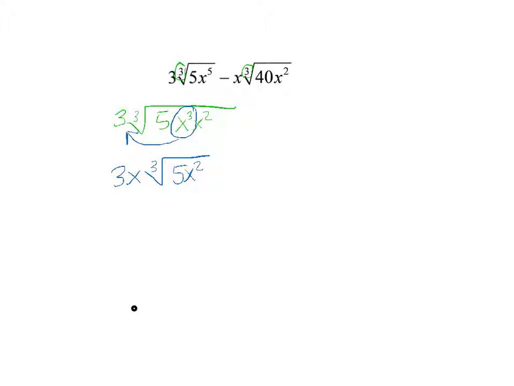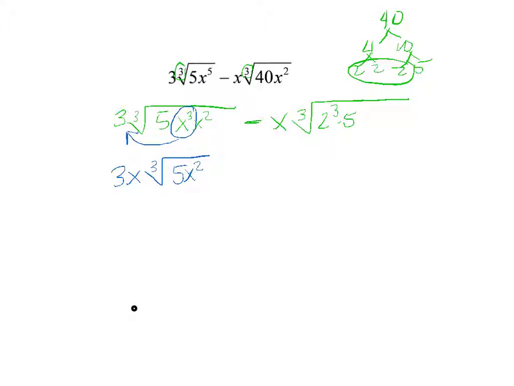All right, now if I go to the next one, I have x, the cubed root. Now 40, let's see here, 40 is going to be 4 times 10. 4 is 2 times 2. 10 is 2 times 5. So I'm going to have a group of 2s. So I have 2 cubed times 5. And then I have x squared, which I don't have any 3s in there. So I can cube root the 2. So when I take that out, it'd be minus 2x, the cubed root of 5x squared.